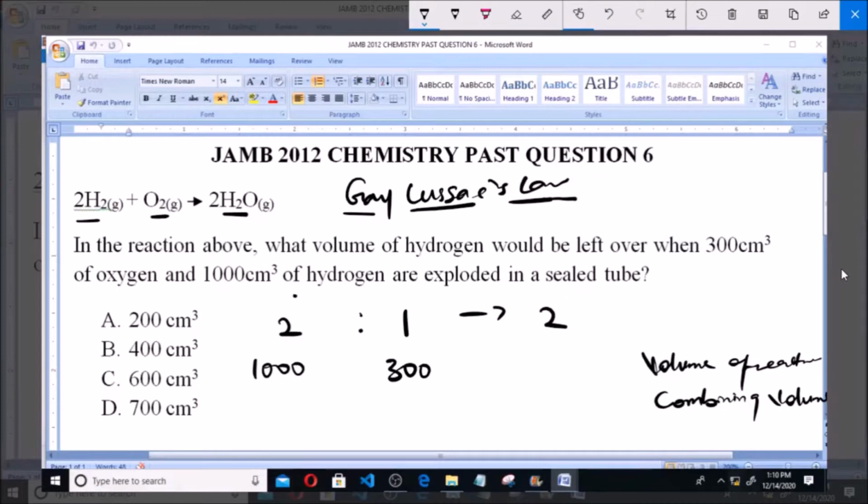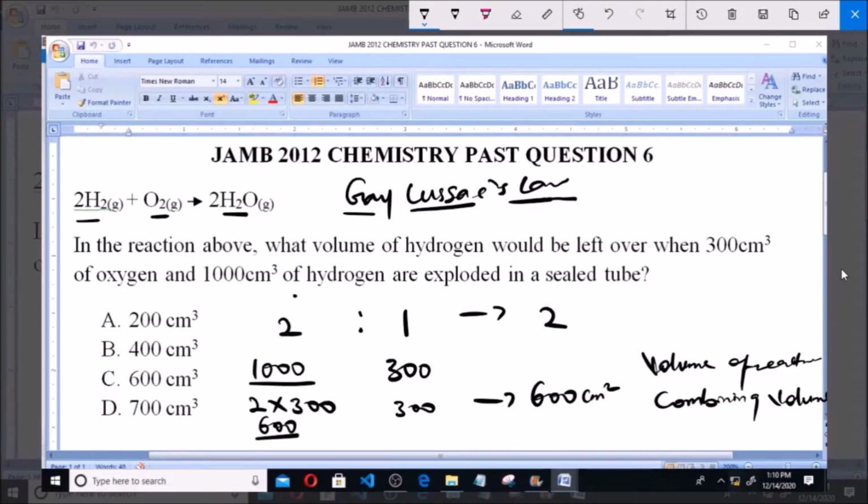The combining volumes also will be in the same simple ratio as the moles of these gases. Since 2 moles of hydrogen requires 1 mole of oxygen to react, and 1 mole of oxygen is 300 cm³, so the combining volume of oxygen is 300 cm³, then the combining volume of hydrogen also will be 2 multiplied by 300, and that will be equal to 600 cm³. That's the combining volume of hydrogen. So that means 600 cm³ combined with 300 cm³ of oxygen to give us also 600 cm³ of steam. Now, the volume of the reactant, which is the volume of hydrogen, is 1000 cm³, but the combining volume now is 600 cm³.